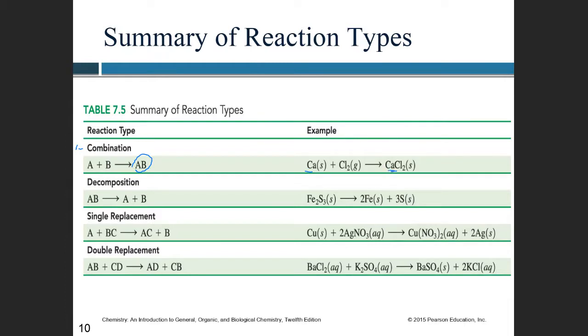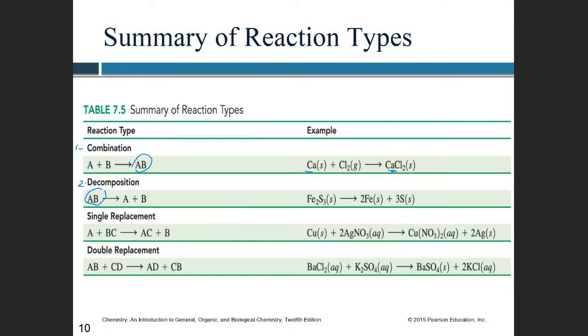The second type is the decomposition reaction. In this case, we have one reactant that splits or decomposes to give A and B. For example, the iron sulfide will decompose to give iron solid plus sulfur.